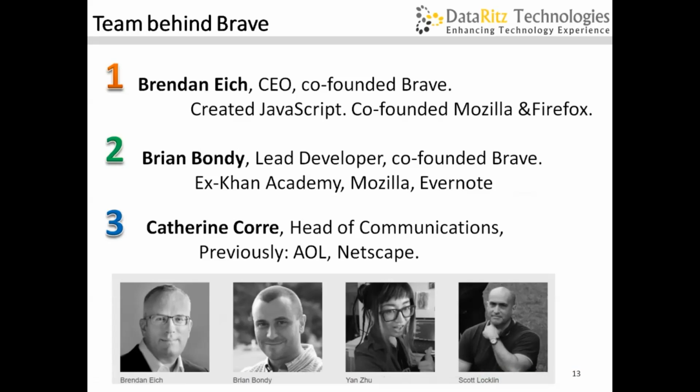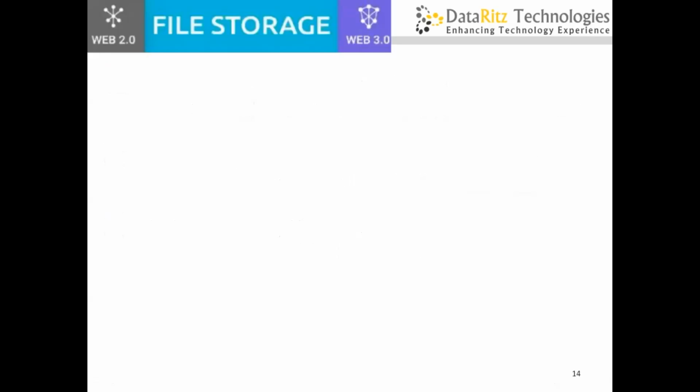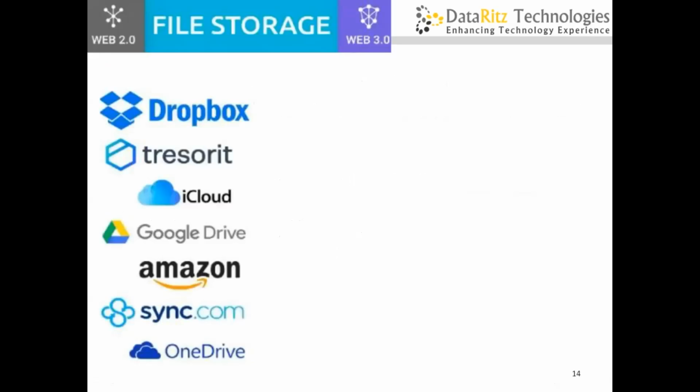So more and more people are working on blockchain technology. They are developing their product. So many different products are coming to the market based on blockchain technology. And one more category we have taken is file storage. If you talk about file storage, we have Dropbox, iCloud, Google Drive, Amazon, OneDrive.